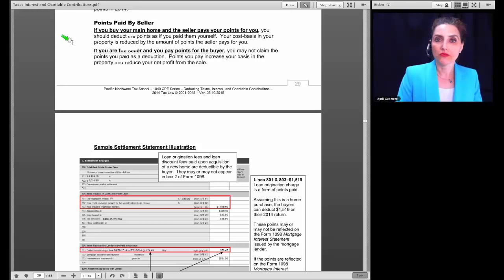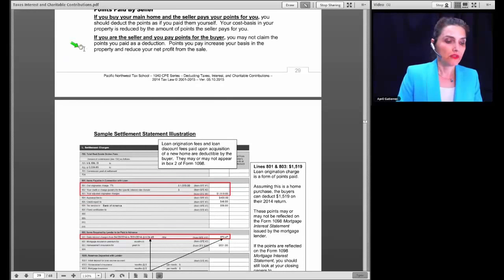And you're going to reduce your cost basis in the home by the amount of points that the seller paid for you. And you will claim the points as a deduction on your Schedule A. But if you are the seller and you pay points for the buyer, you are not allowed to claim the points that you paid for the buyer as a deduction. Instead, the points you pay increase your basis in the property and reduce your net profit from the sale.